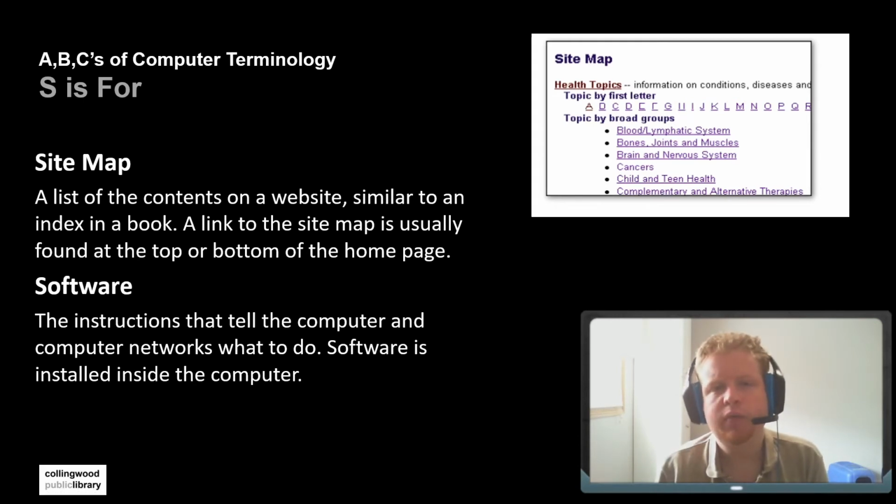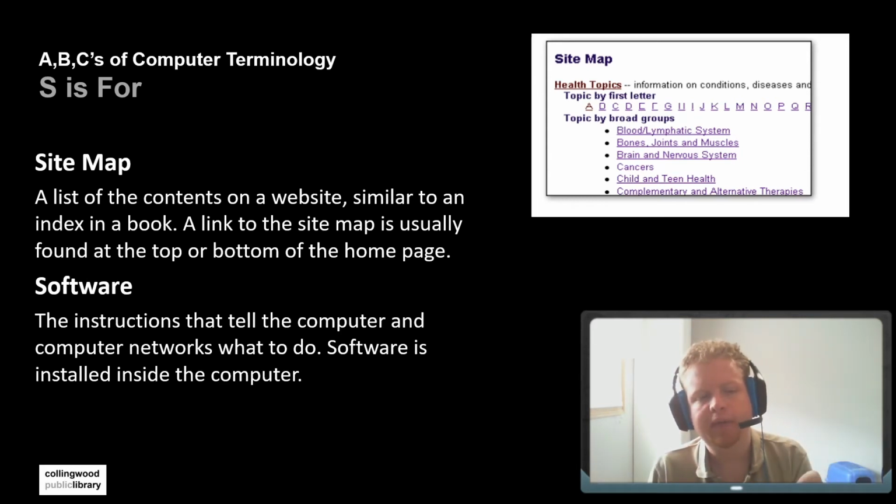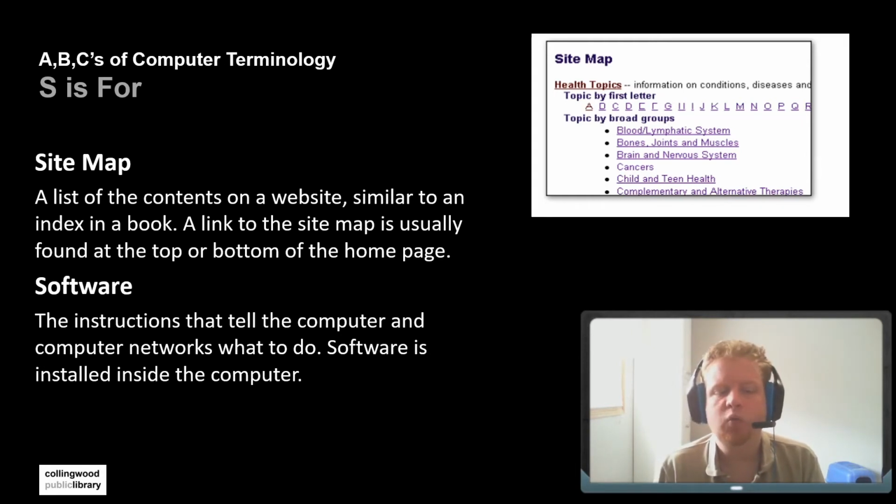S is for sitemaps. So basically, this is a list of what the website contains. Most websites will have this information on their home page, and if you look at the very bottom of the page, usually they'll have sitemaps. So this is an index similar to what we find in a book, and it'll kind of give us what can be found on this website.